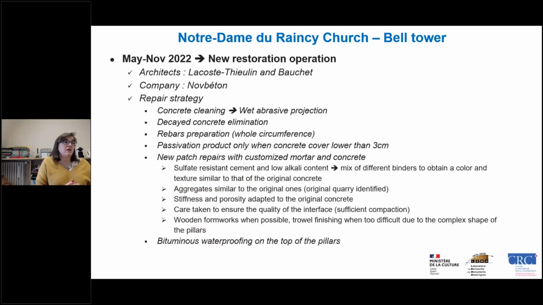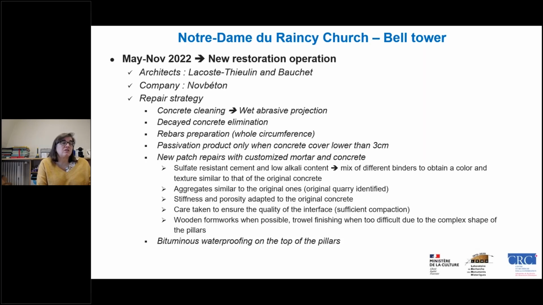So the new restoration operation was performed in 2022 with the architects Lacoste, Julien, and Bauchet. The company that did the restoration is Neuf Béton, and the repair strategy was to clean the concrete with wet abrasive projection, to eliminate mechanically delaminated concrete, and to prepare the rebars, this time with passivation only applied when the concrete cover was lower than 3 centimeters.